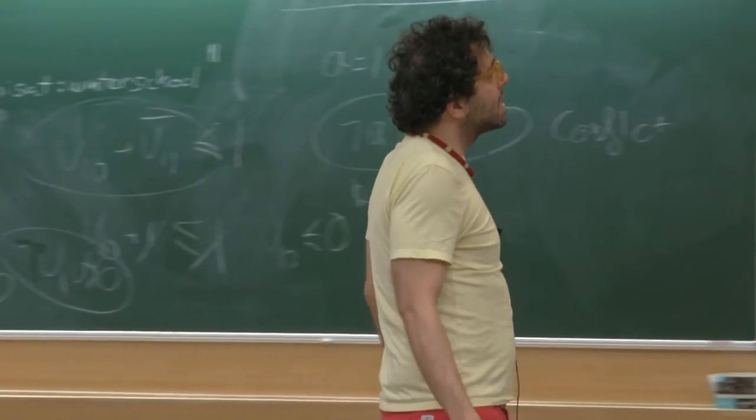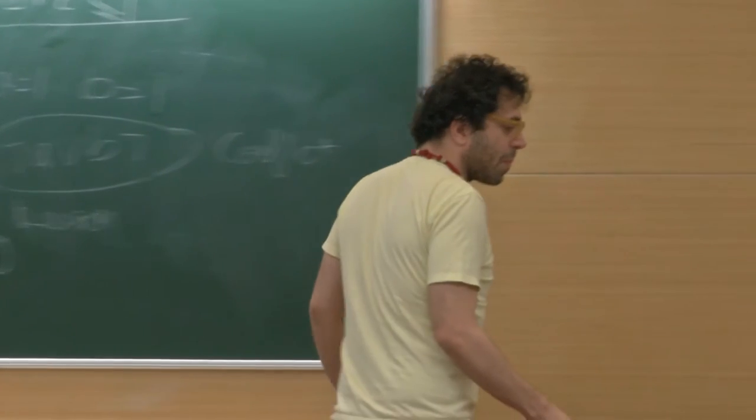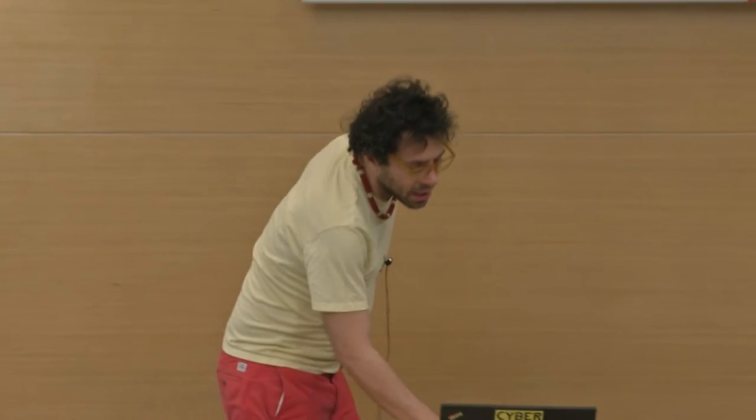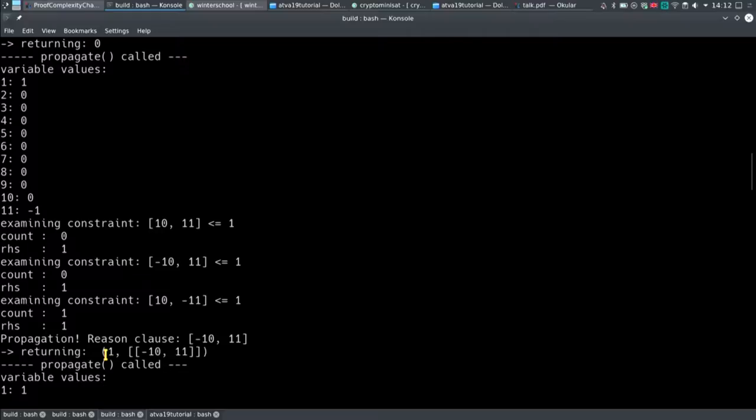And that's it. So now we propagate it, and we give this back to the solver. So we actually return this value to the solver, which means that one means it's a propagation, and here is a list of things that we propagate. And the list contains exactly one thing that we propagate.